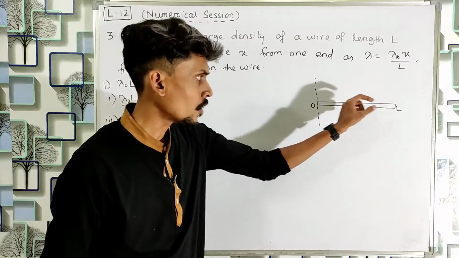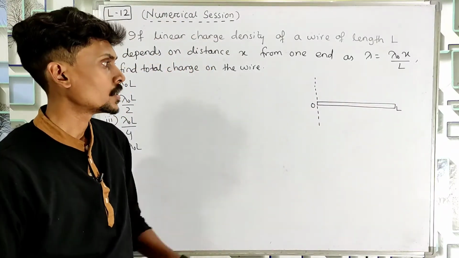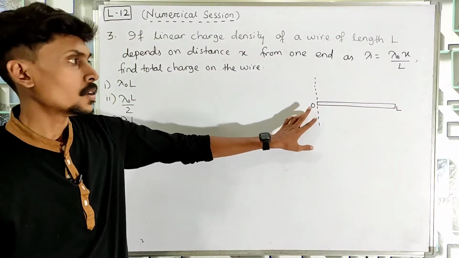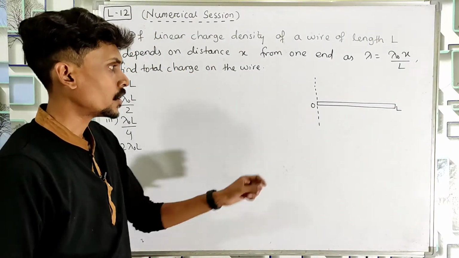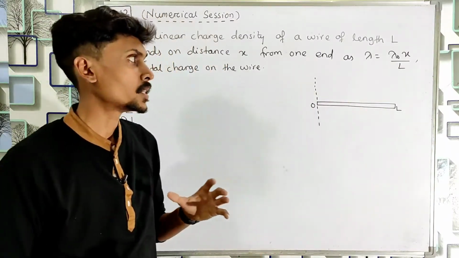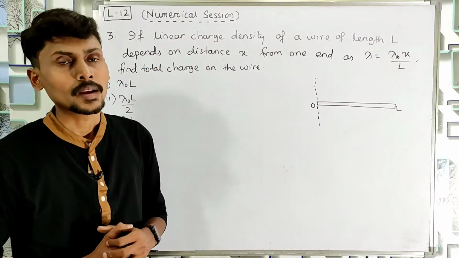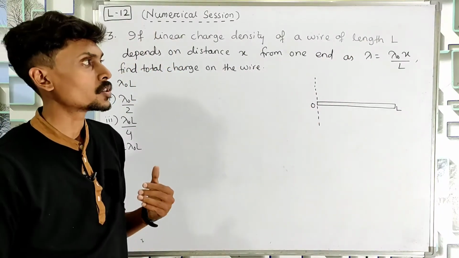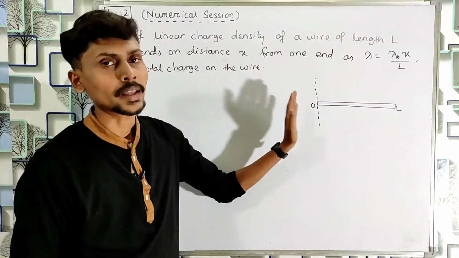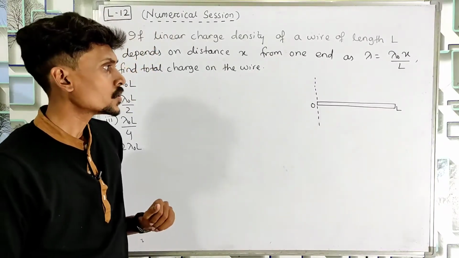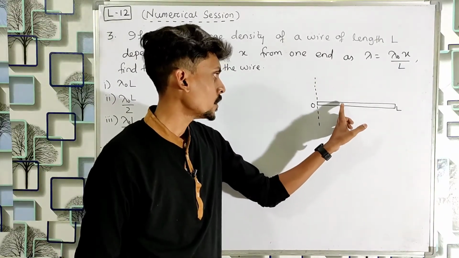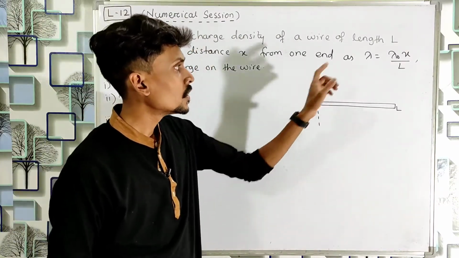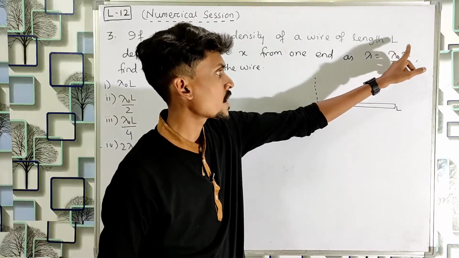We have a rod or a wire of length L. This is the left end and this is the right end, and suppose the left end is placed at the origin. On this rod we have some charge, but the charge is not distributed uniformly, and that's why the linear charge density is not constant. Rather, it depends on the position x from one end, suppose from this end. If you choose a point here at a distance x from the point O, then the linear charge density will be given by lambda naught x by L.